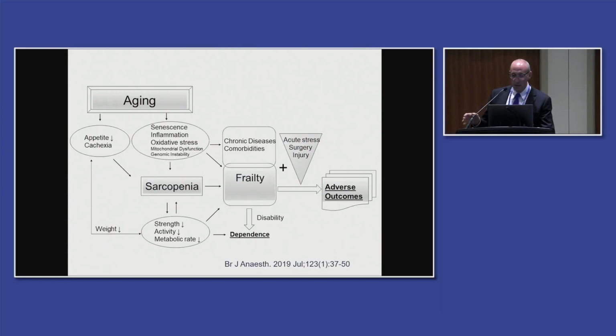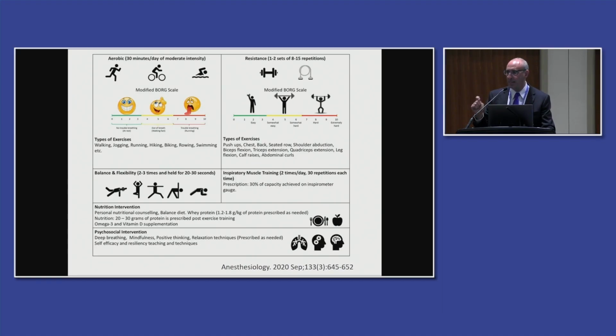And ultimately, when an acute stress event happens, like surgery or injury, we are going to see more adverse outcomes. Not only is it a marker, but again, it could be a target for intervention.